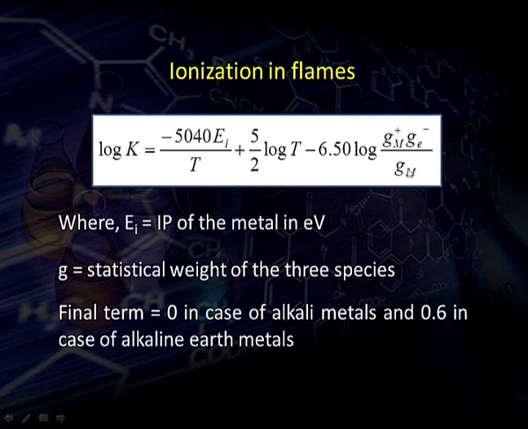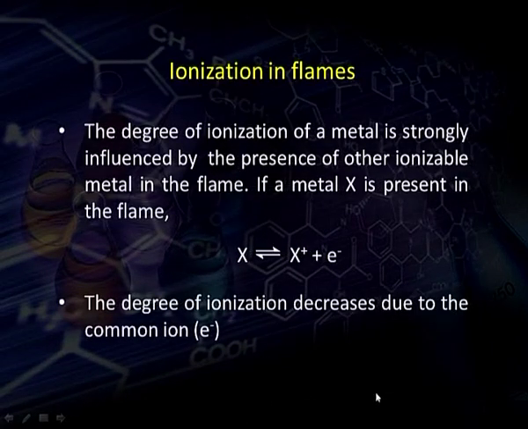The degree of ionization of a metal is strongly influenced by the presence of other ionizable metals in the flame. If a metal X is present in the flame, this X is also in equilibrium with X positive plus the electron, and the degree of ionization decreases due to the common ion.